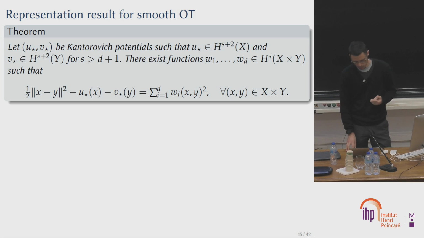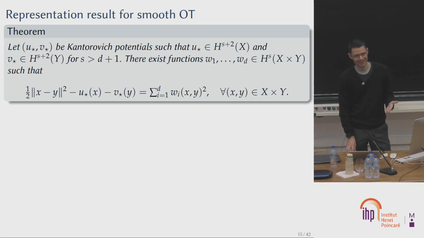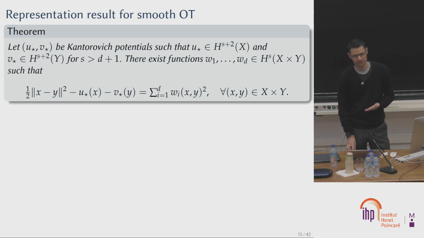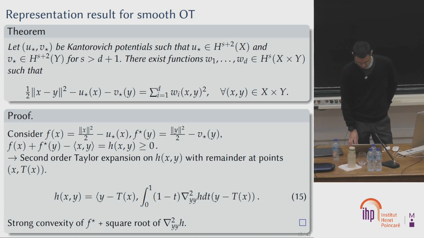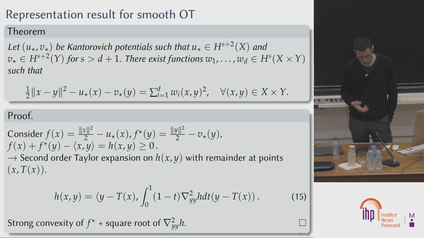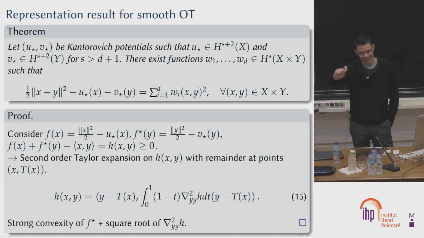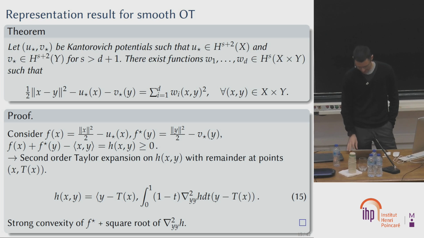So now, for smooth optimal transport, we do need a structure. We do need to represent, at least for the optimizers, U star and V star, as a sum of squares. We need this C minus U star minus V star to be represented as a sum of squares. And this is not difficult to prove. What you use essentially is a Taylor expansion plus Cholesky decomposition. You take the square root of the Hessian along the optimal transport plan, and you get the result, essentially.